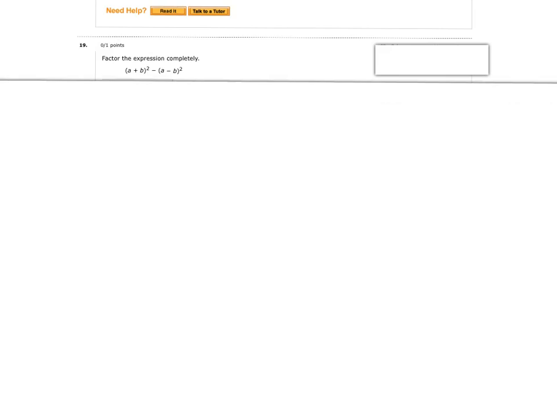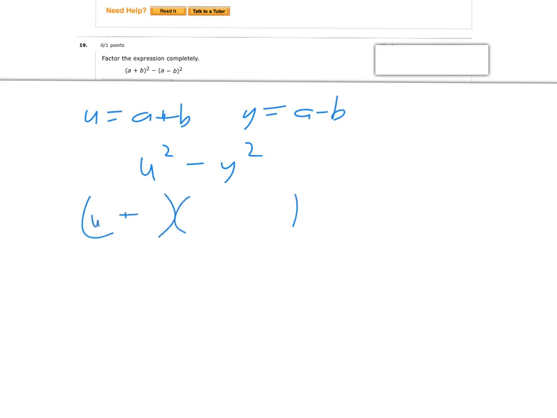All right, next up, number 19. For this one we want to use our u substitution, but these are different, so I'm going to use a second variable here. I'll let u equal a plus b, and I'll let y, or whatever you want, equal a minus b. So this is going to be u squared minus y squared, which I can only factor with the difference of perfect squares. So we got u plus y, and then u minus y.